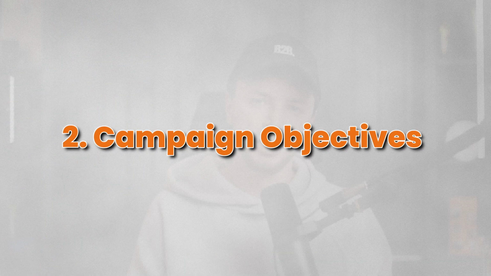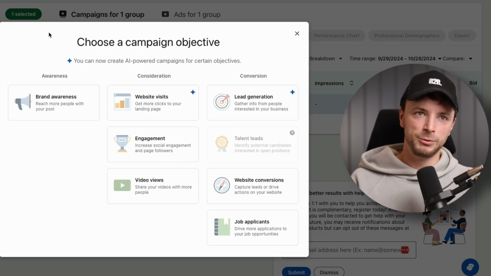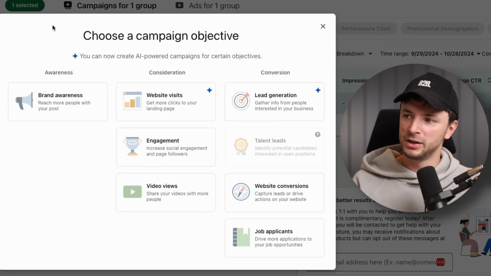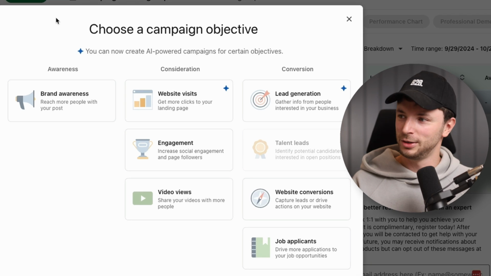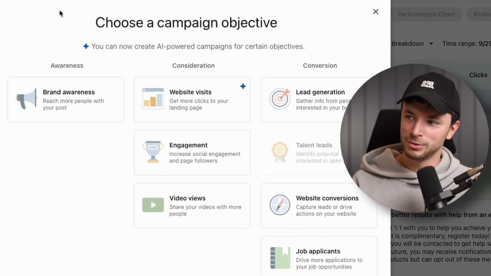The next one is campaign objectives. As mentioned earlier, a third of relevancy score is based around how likely LinkedIn thinks your objective is going to be achieved. And if we look at these over here, we can see that we have brand awareness, we have website visitors, we have lead generation as an example.